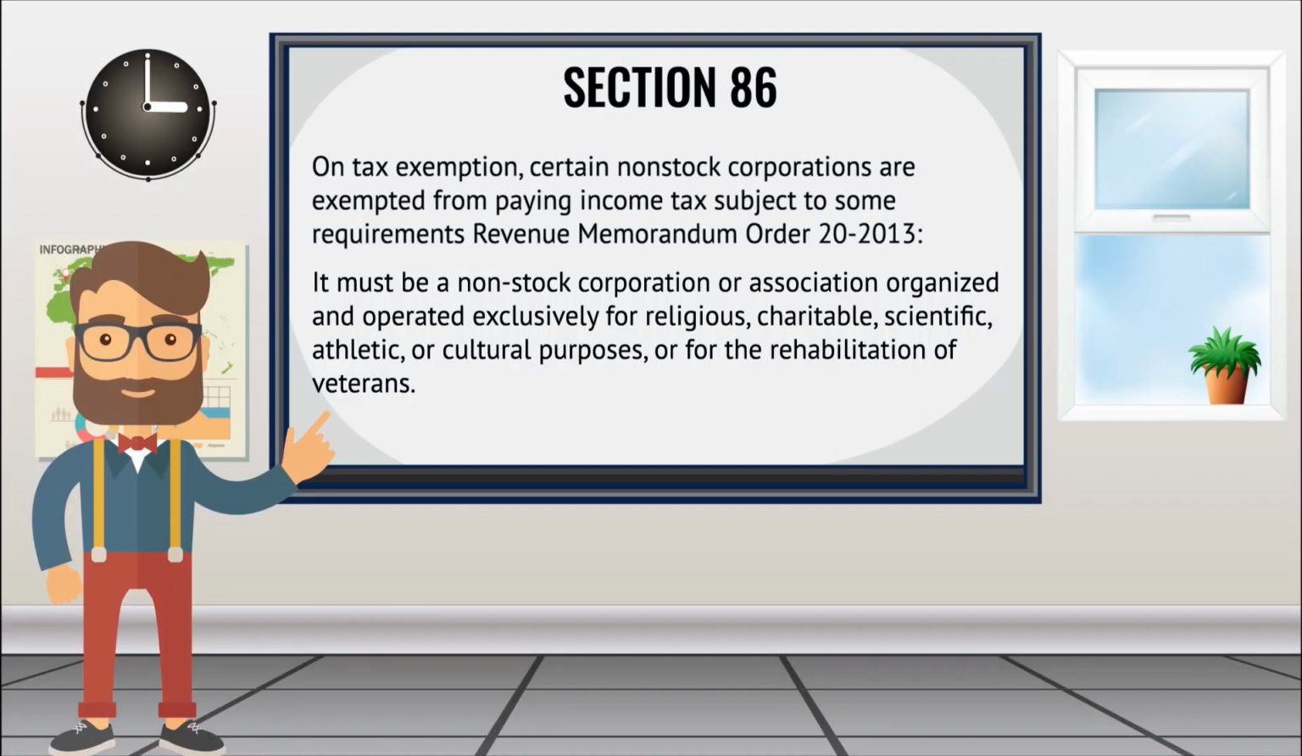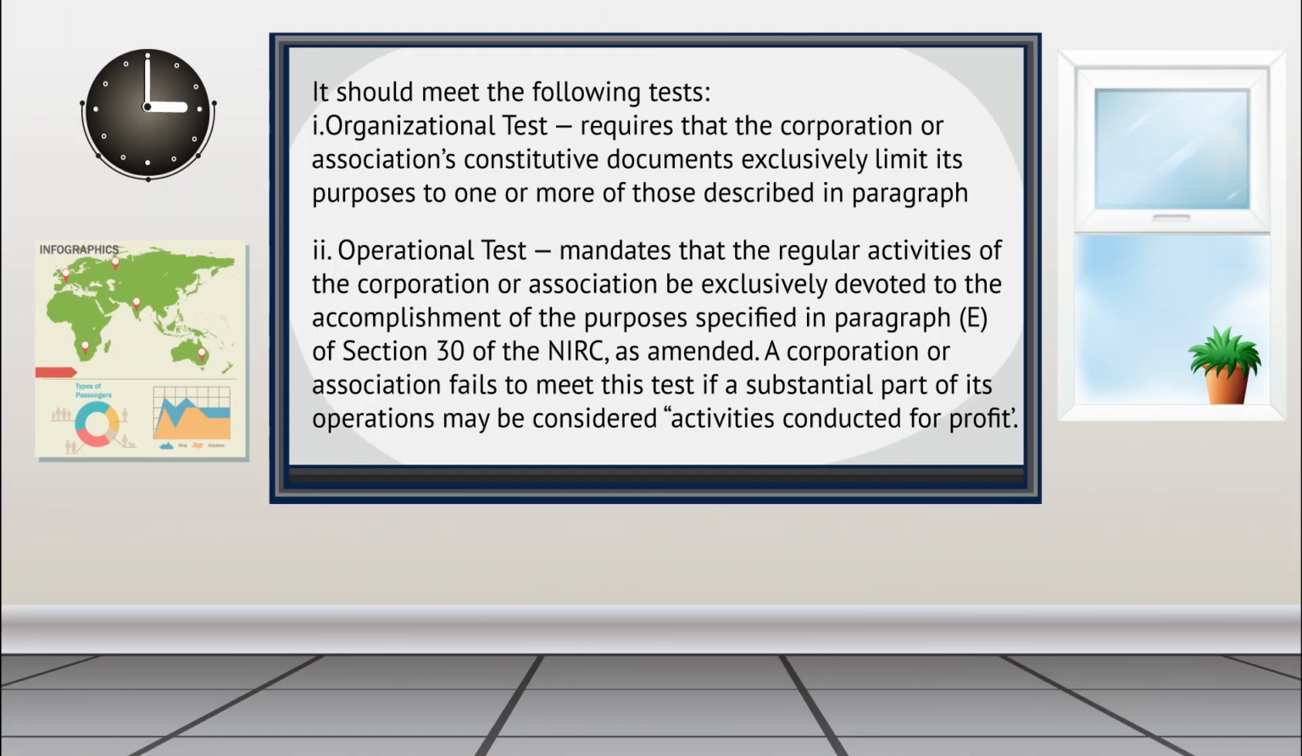On tax exemption, certain non-stock corporations are exempted from paying income tax subject to some requirements. Revenue Memorandum Order 20-2013. It must be a non-stock corporation or association organized and operated exclusively for religious, charitable, scientific, athletic, or cultural purposes, or for the rehabilitation of veterans. It should meet the following tests.